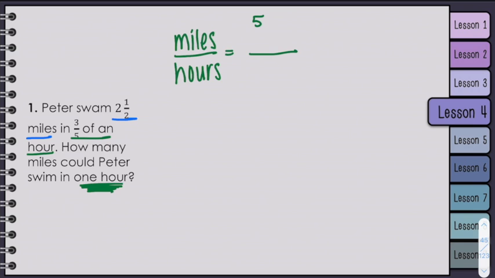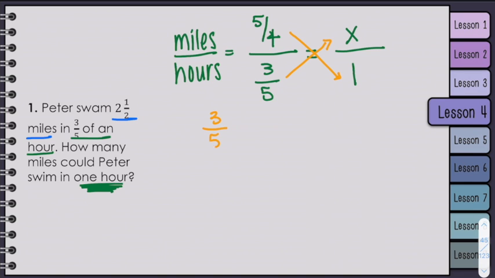So here we have 5/2 because that's what we get when we convert 2.5 to an improper fraction, over 3/5 of an hour. We want to know how many miles in 1 hour. So miles would be x, that's a missing part, and 1 is the number of hours. So here's where we're going to cross multiply. We're going to get 5/2 times 1 and 3/5 times x. So we have 3/5 x equals 5/2 times 1, which is just really 5/2.